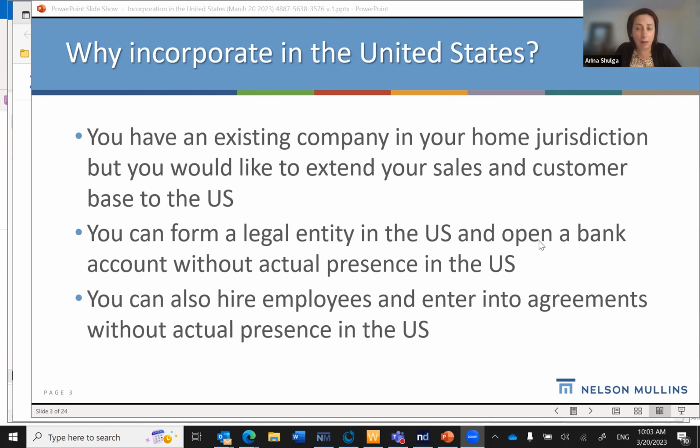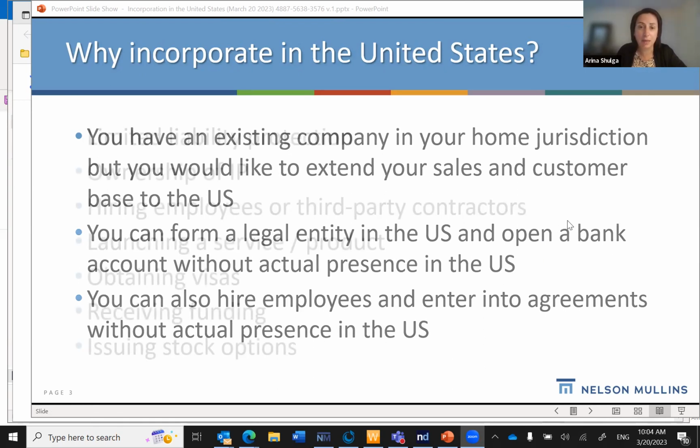It takes about 24 hours, and you can open a bank account online without a physical presence in the US. You can also start operating your US entity while being outside of the United States. You can hire employees and enter into agreements, all signed by DocuSign and such. So it's possible to have an operating US entity without even being here in the US.